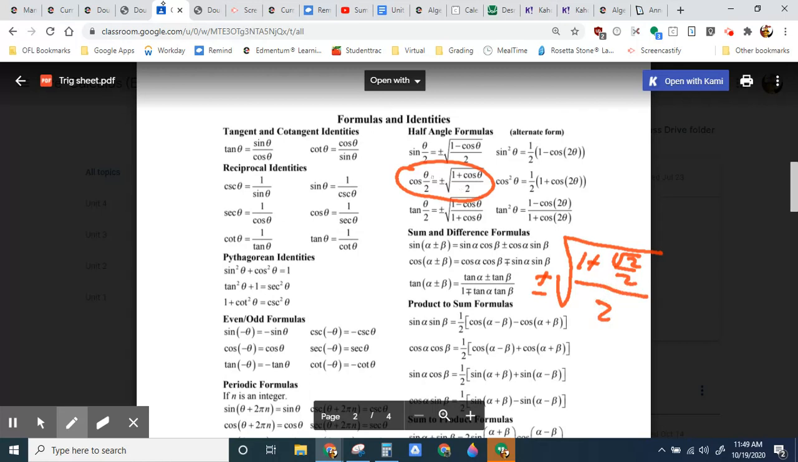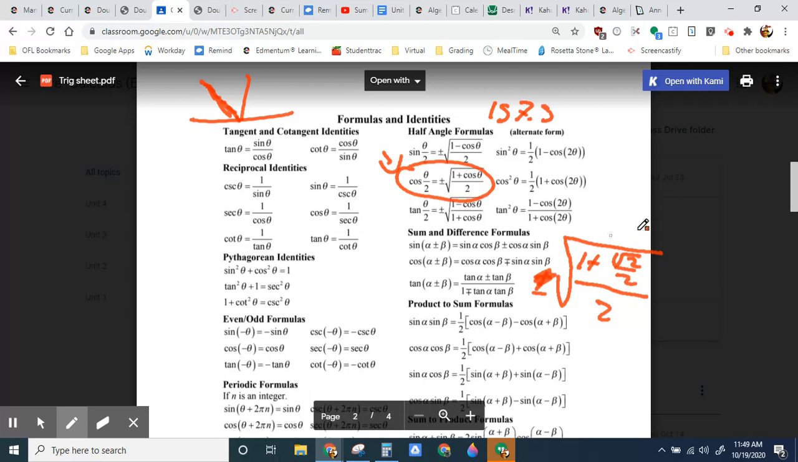Well, we're doing a cosine. Cosine of 157.5. So if I look at that, my cosine at 157.5 is in quadrant 2. Quadrant 2 is negative. So I don't care about the positive version of this. I want the negative version of this. So now I have to figure out the rest of this.